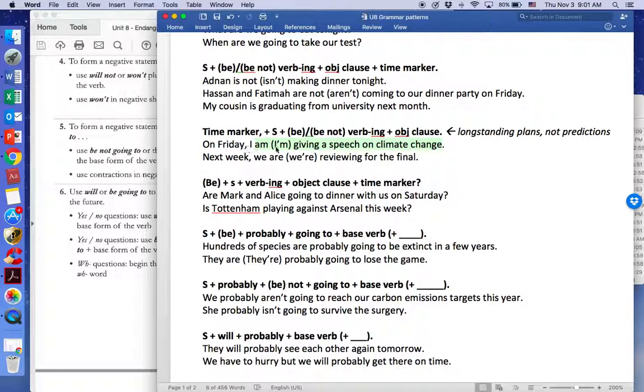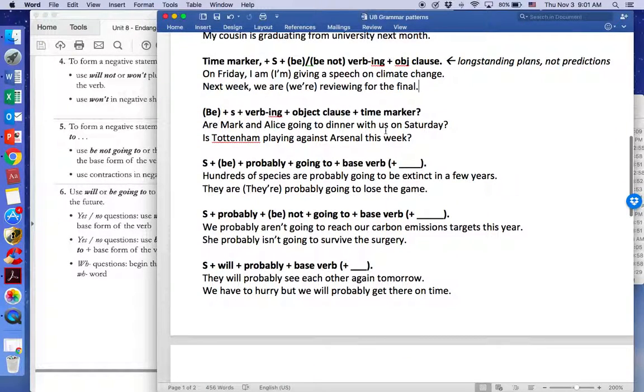Or on Friday I'm giving a speech on climate change. Again, time marker next week, subject, be verb, verb ing, and then our object clause. Next week we are reviewing for the final. We've known about this for a while. It's not a new plan, it is a fact, it's not a prediction, that we are reviewing for the final next week. Okay, making a question using the present continuous, talking about the future with a time marker.